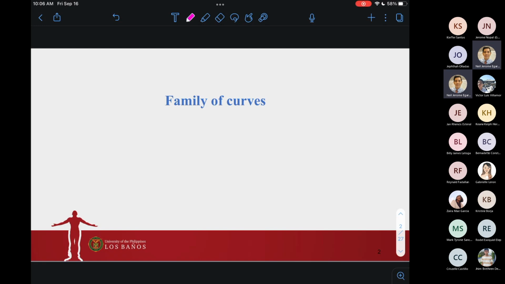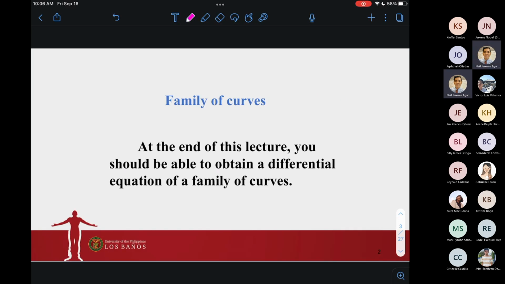If you have a family of curves, chances are we can find an ODE that will represent this family. So siguro we'll focus more on the latter by starting with a family of curves and see if we can find an ODE that represents that class or family of curves, right? So at the end of the lecture, you should be able to obtain a differential equation for a family of curves. So I'll give you a class of curves or a class of functions.